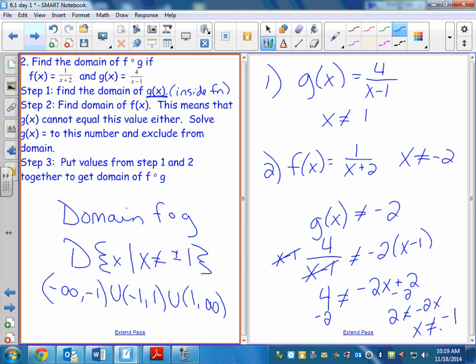But you've got to remember both steps. Exclude what's in the inside function, and then set what's excluded from the outside function equal to the inside function, and solve it. That's just crazy. Okay, so basically if it says f of g, we find the domain. Negative 2 doesn't matter, because f can't be negative 2. We have to say, where can g not equal negative 2?